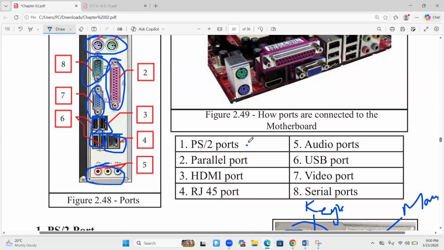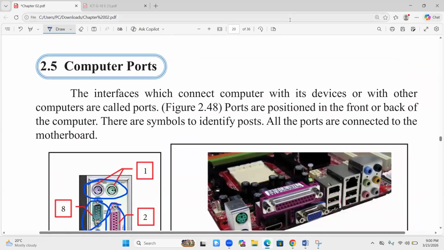In audio ports, we can connect audio devices like speakers, headphones, mics, and other things, right? And in USB ports, we can connect a number of devices like keyboard, mouse, printer, scanner, like that. And by using video port, you can connect displays and multimedia projectors. By using serial ports, we can connect modems, right? So these are the main computer ports.